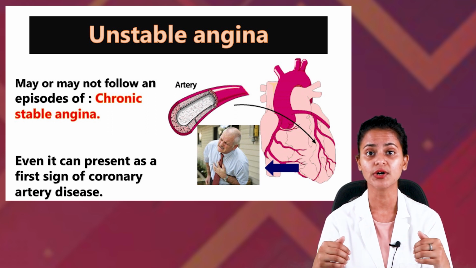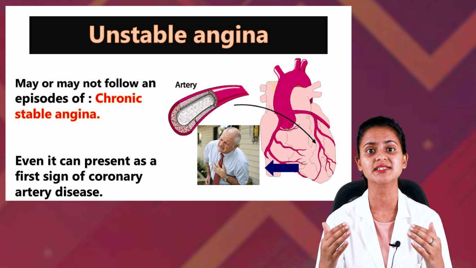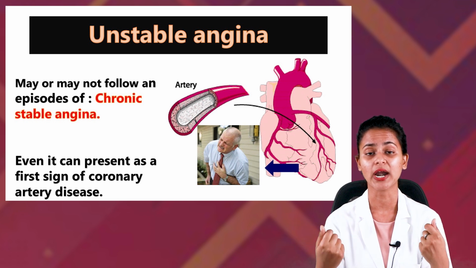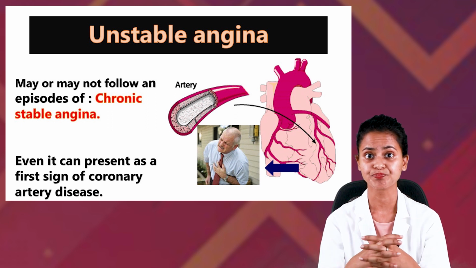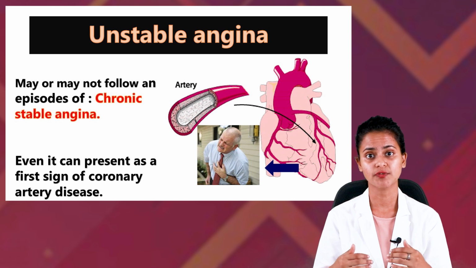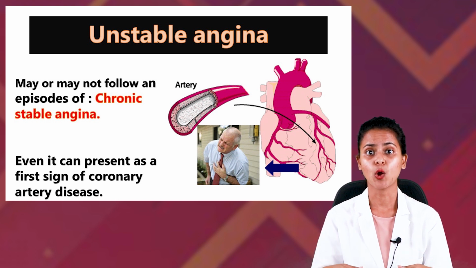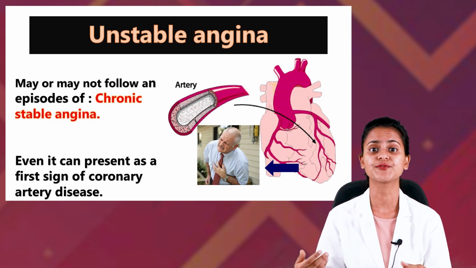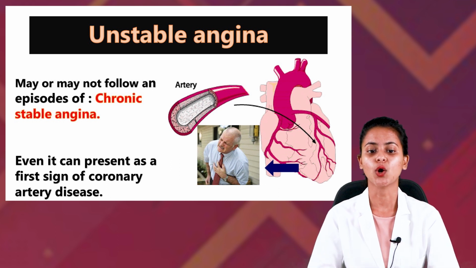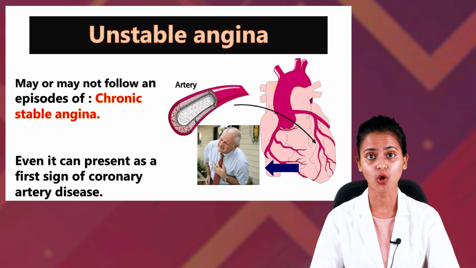Now suppose a person has progressed to the disease condition of acute coronary syndrome, where the person is complaining of unstable angina. We are going to see that the patient will always complain about a different pattern of chest pain, or a chest pain which is completely new in onset, and it can even occur at rest and have a worsening pattern.